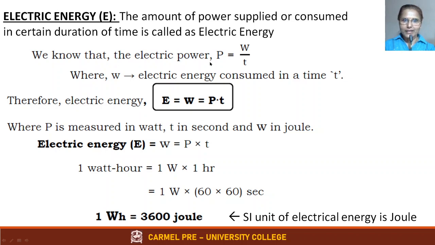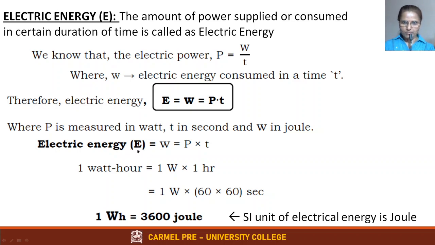So we have the electric power P is equal to W by T, energy by time. So energy consumed is nothing but power into time. That is the expression for electrical energy. Electrical energy is defined as P into time, where P is in watts and T is in seconds. Then we say electric energy is in joule.